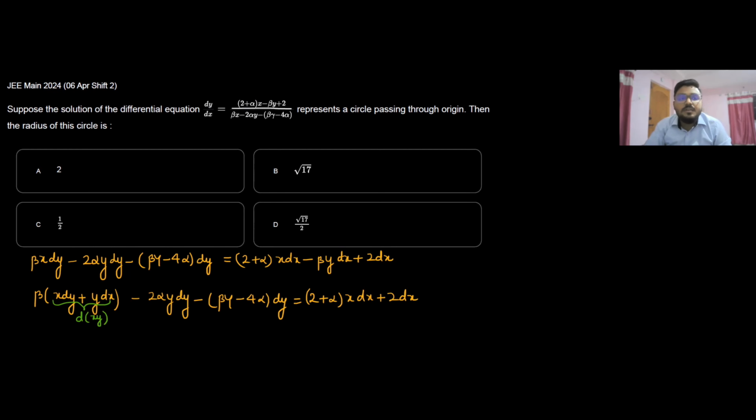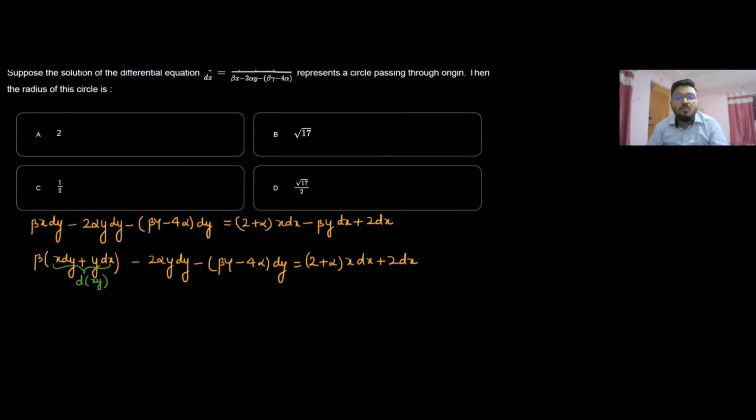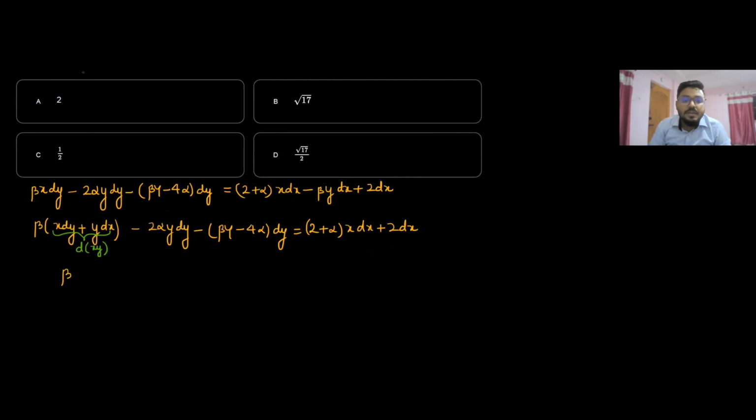So now integrating on both the sides, this will be beta times xy. I'm doing the integration partially, so this remains with the xy term. Now here minus alpha times y square minus beta gamma minus 4 alpha times y equal to 2 plus alpha times x square by 2 plus 2x plus c. Okay, so this is the solution.